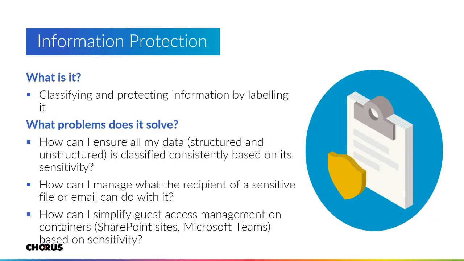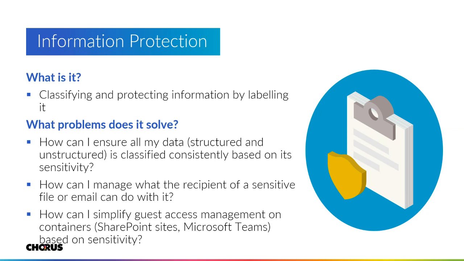So Microsoft Purview Information Protection. This was previously called Microsoft Information Protection, or MIP. Before that, it was Azure Information Protection, or AIP. This is all about classifying and protecting information by labeling it. And this is aimed at these kind of problems.